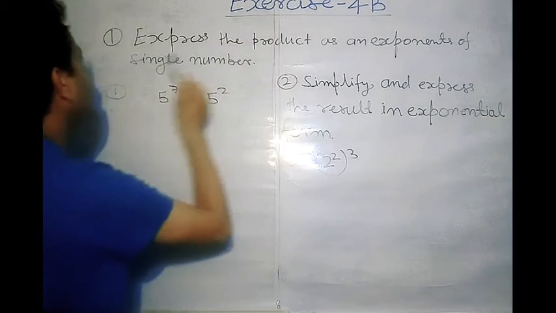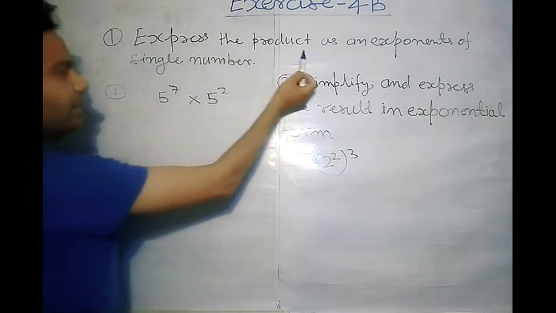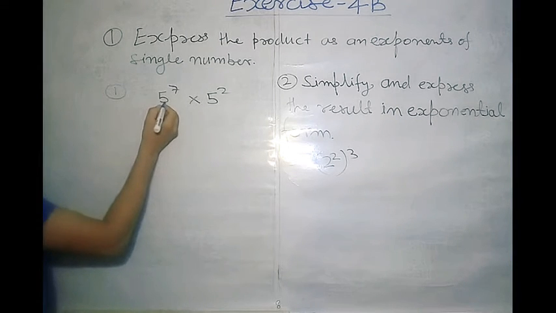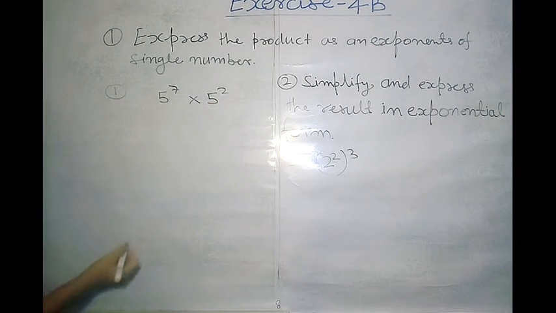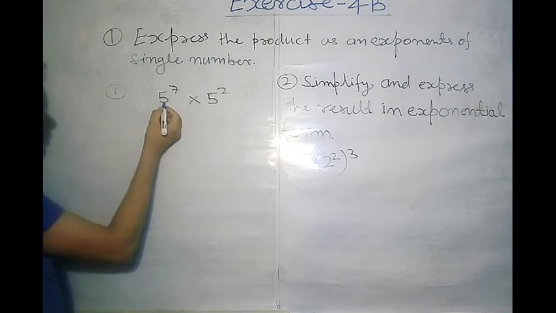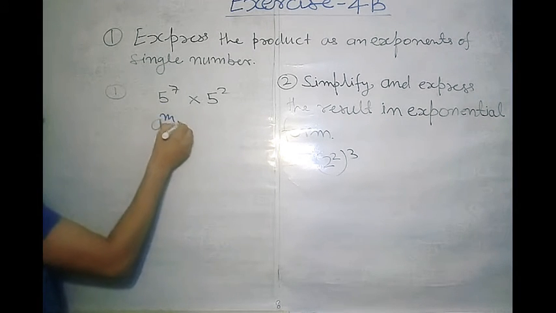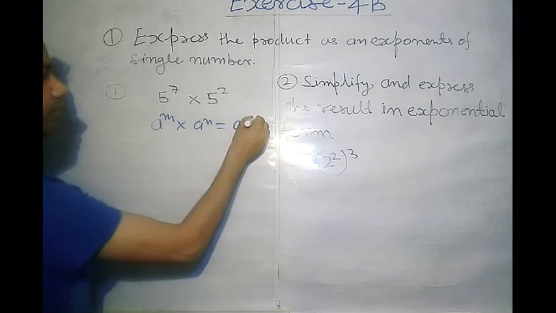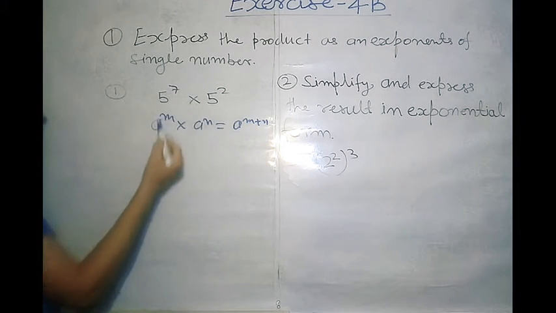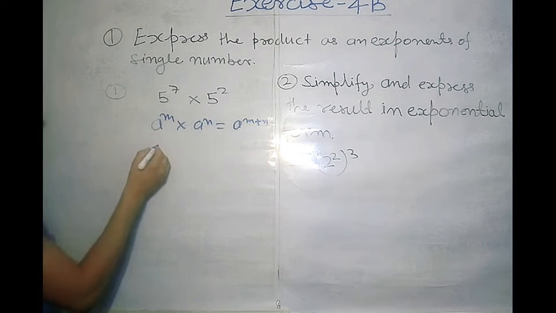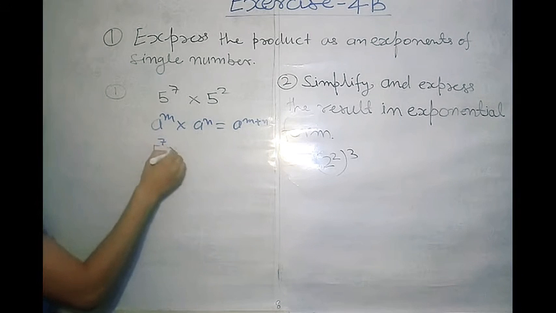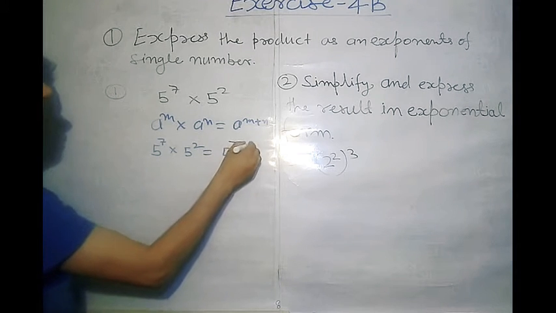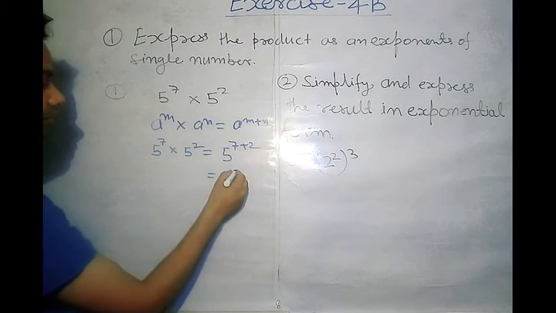Now exercise 4.3, question number 1. Express the product as an exponent of a single number. Question 1 is 5 raised to power 7 multiplied by 5 raised to power 2. This is the first law of exponent: a raised to the power m multiplied by a raised to the power n. The formula is equal to a raised to the power m plus n. We have to add the powers if the bases are equal. So 5 raised to power 7 multiplied by 5 raised to power 2 equals 5 raised to power 7 plus 2, equals 5 raised to power 9.